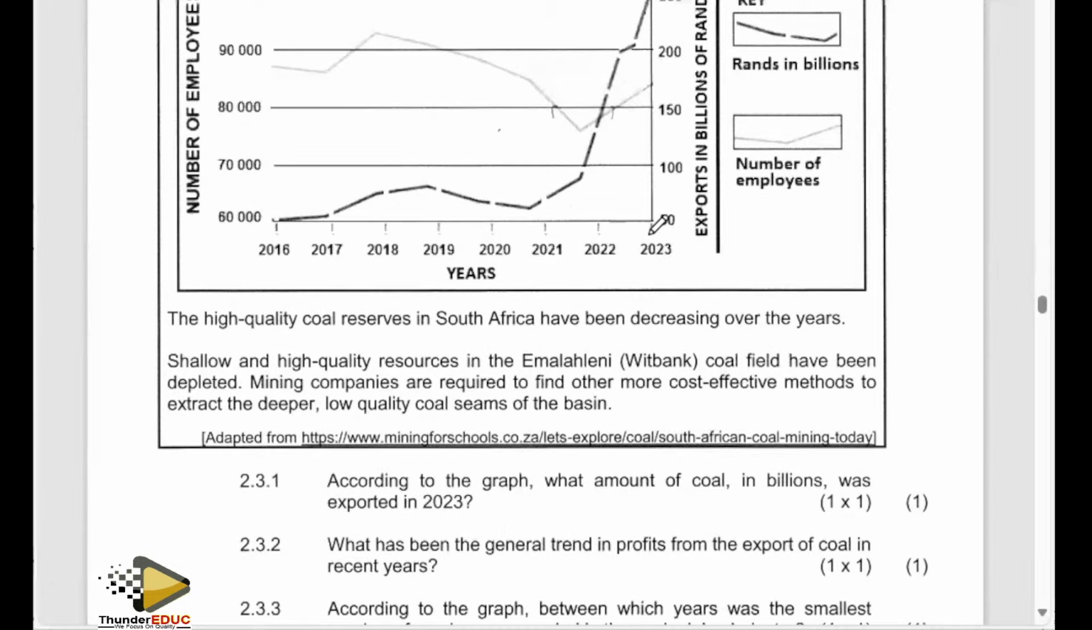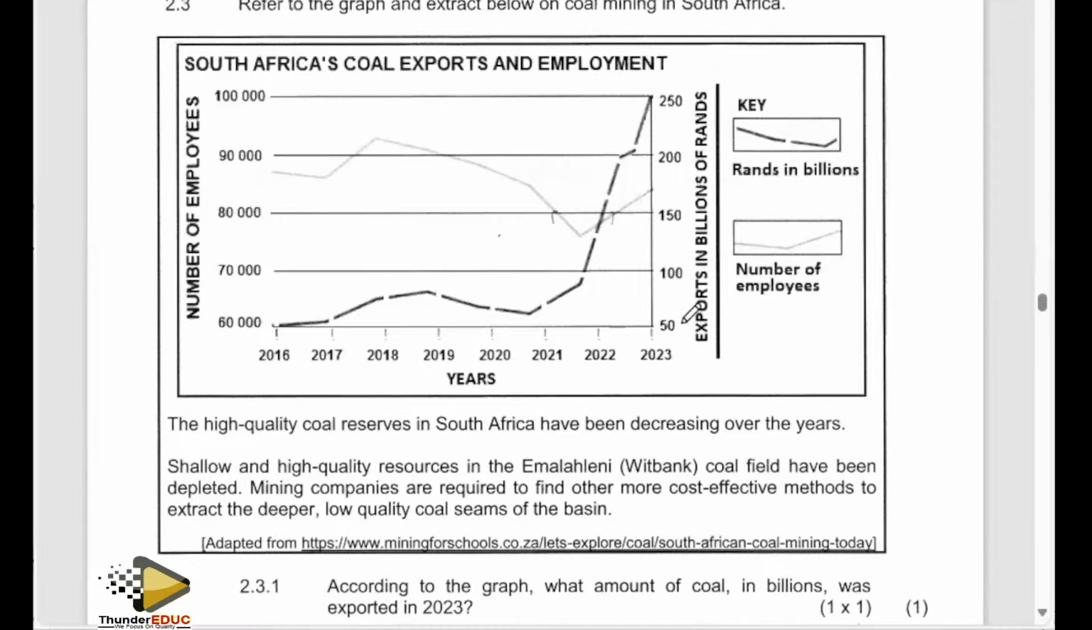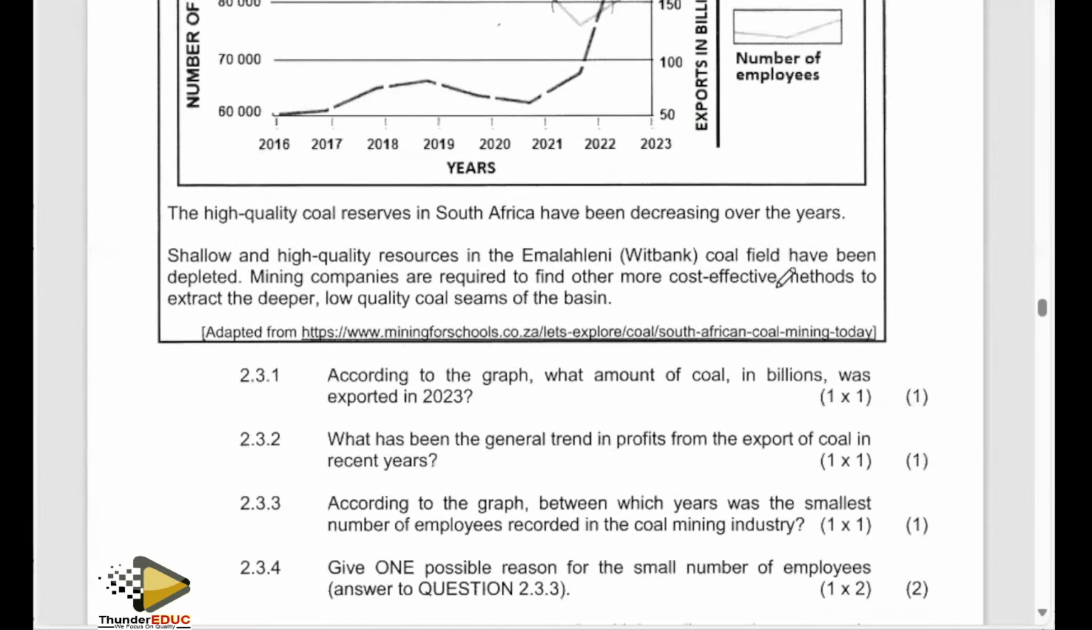Our 2023 is here, so our reading must come from here, because this is the reading which talks about exports in billions. On this line here, which corresponds to the reading of rands in billions, our point is this point here. So what is the reading there? Without wasting time, it is 250 billion. So our correct response for the first one is 250 billion.